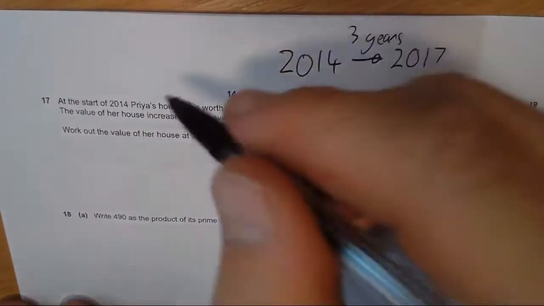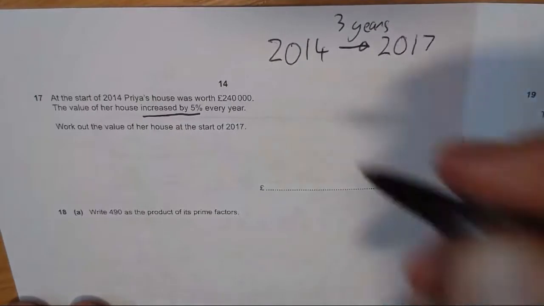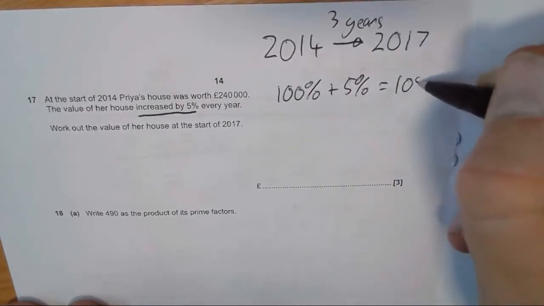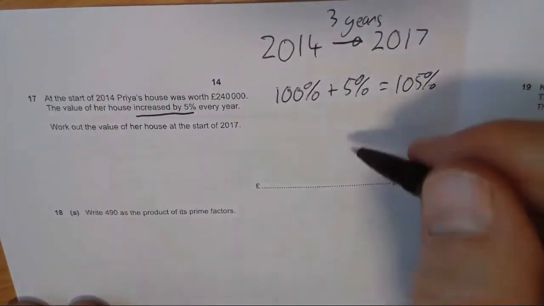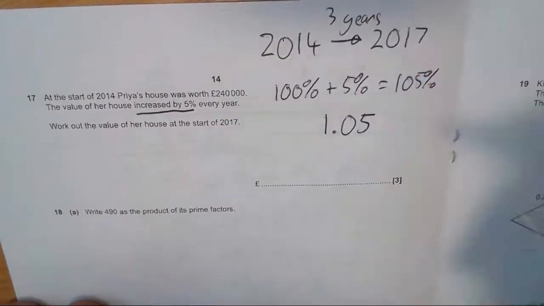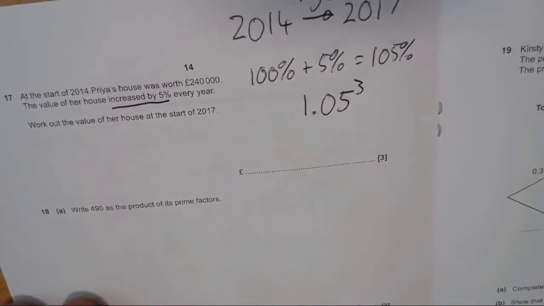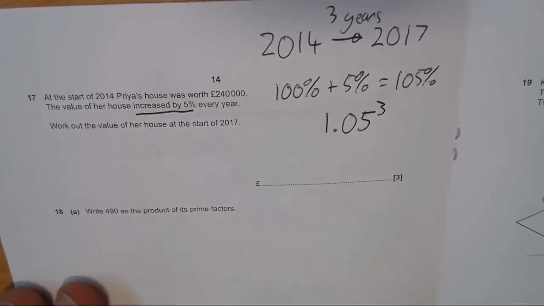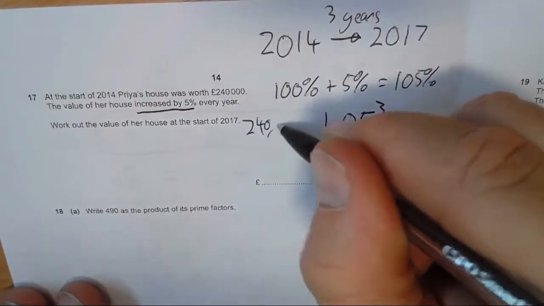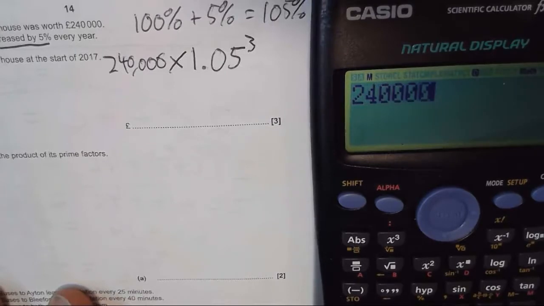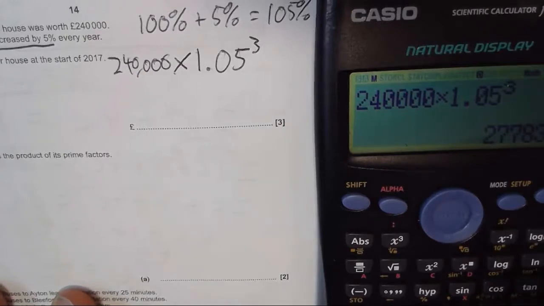We've got 3 years that I'm dealing with. Okay, then increase 5%. You're going to get a mark for this. 100%. If it's an increase of 5%, that's 105%. That's my multiplier. So 1.05, that's my multiplier, to the power of 3, because it's increasing by that 5% each year for 3 successive times. You're starting at 240,000. So if I times by 1.05 to the power of 3, I'll get my answer. So 240,000 times by 1.05 to the power of 3 equals 277,830.